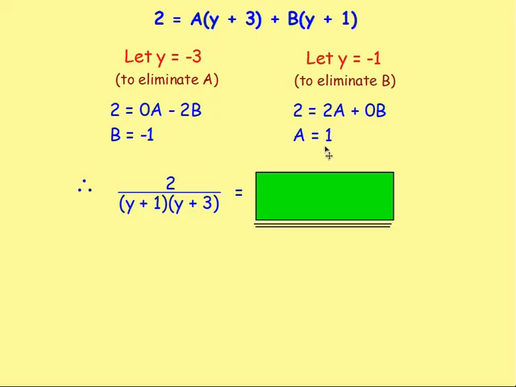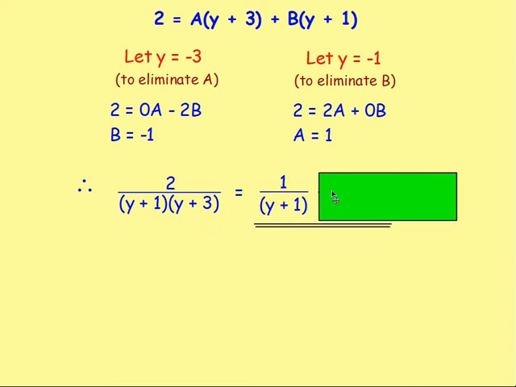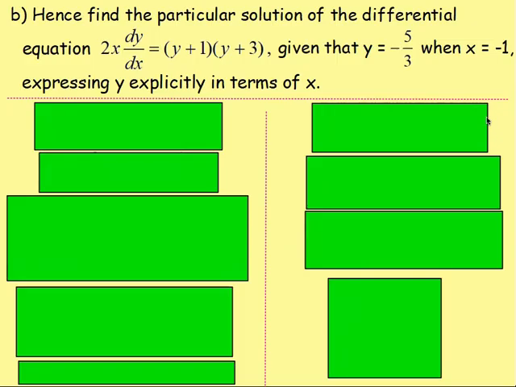Once we know a and b, well, we wrote our partial fractions as a over (y + 1) plus b over (y + 3). Because we know the values of a and b, we can sub them in. So a over (y + 1) from the last page becomes 1 over (y + 1), and b over (y + 3) becomes -1 over (y + 3). But with the negative, just take that to the side. So it becomes take away 1 over (y + 3). So we have now expressed that fraction in its partial fractions.